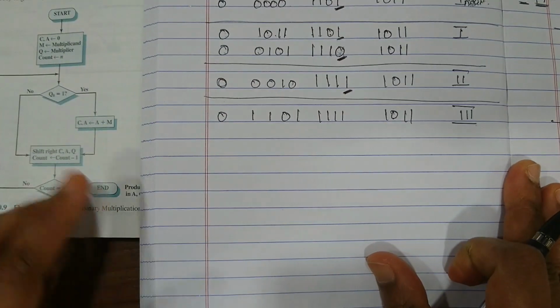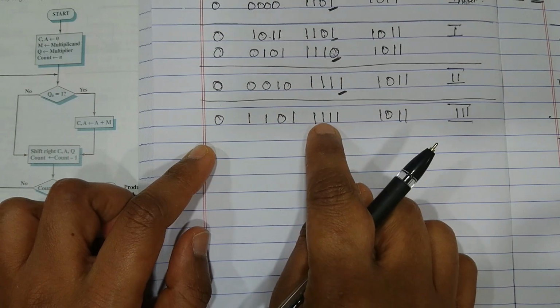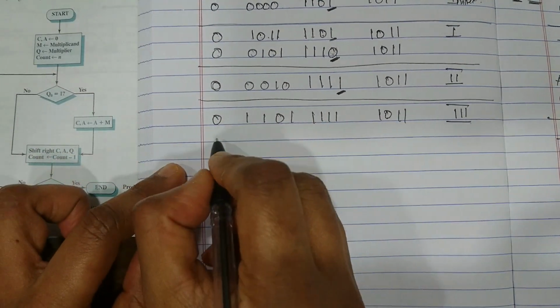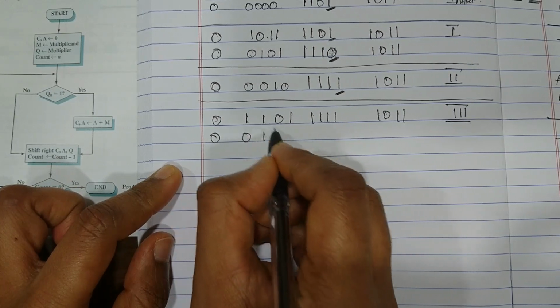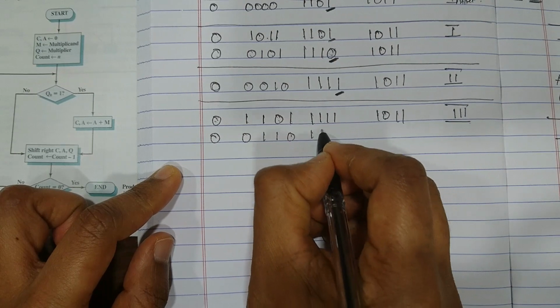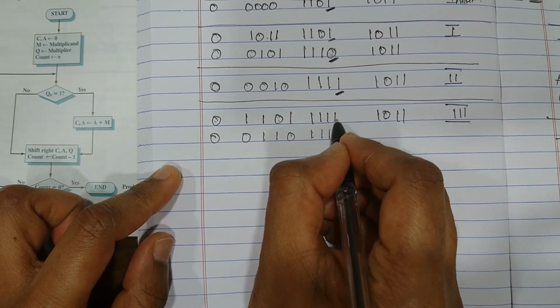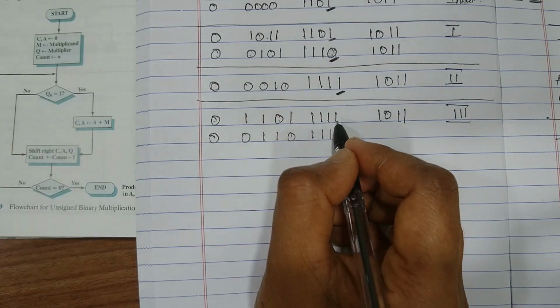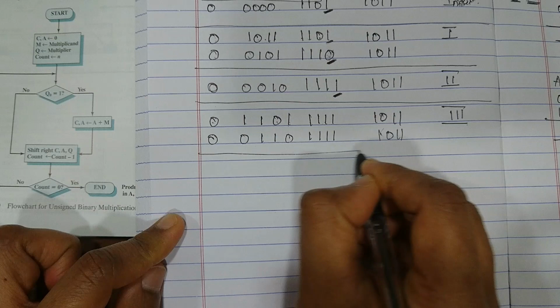According to the algorithm, add, shift. What is the shifting? C, A, Q. Shift to the right. You have a new 0. This 0 comes here. This 1 comes here. This 1 comes here and this 0. And again this 1, another 1, another 1, another 1. And this 1 is gone. The least significant bit will be gone. M as it is. So I finished with the third iteration.